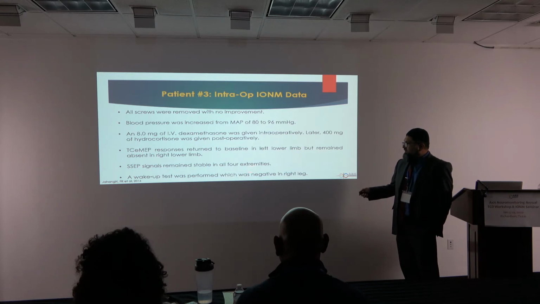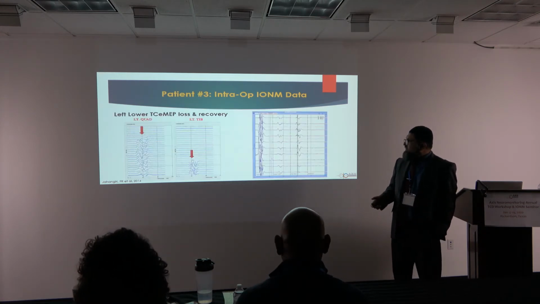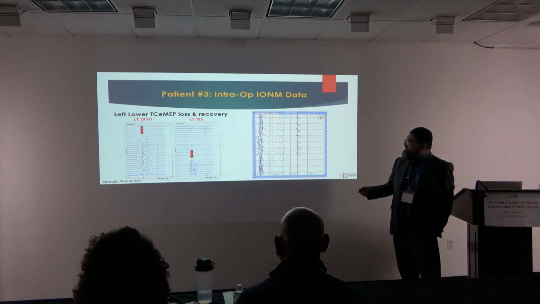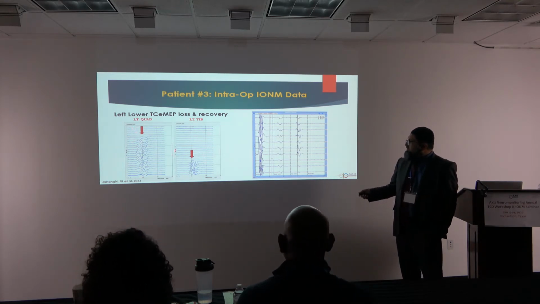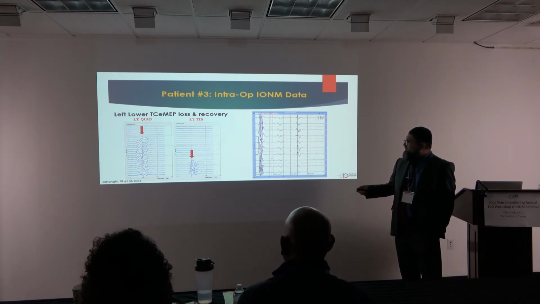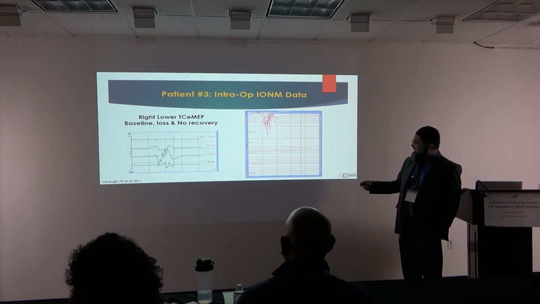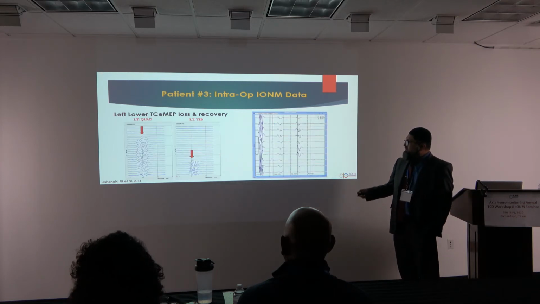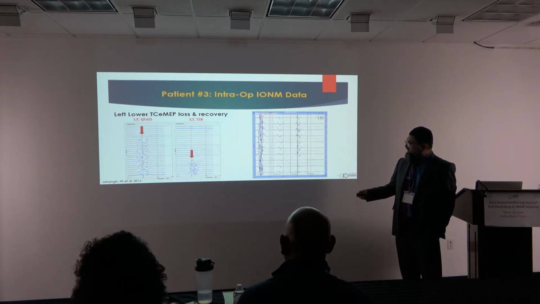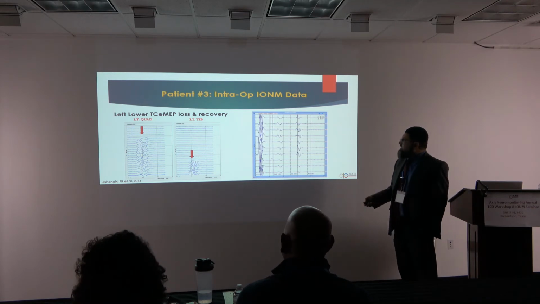SSEP remained stable. So SSEP never changed. It was just MEP lost bilaterally. One side came back. So we did a wake-up test, and the patient was not moving the right leg. So after that, this was left MEP. We lost and then it came back, left tibial, left quad, left tibial, and then we have left hand, quad, tibial, and foot. The right side, we lost right hand and everything was gone. It never came back. On the left side, it was lost and it came back after increasing the blood pressure and taking out the screw.